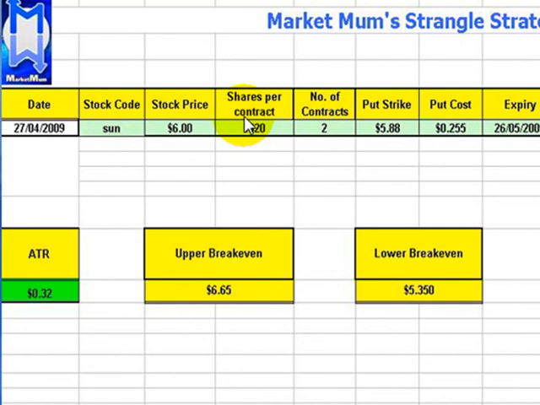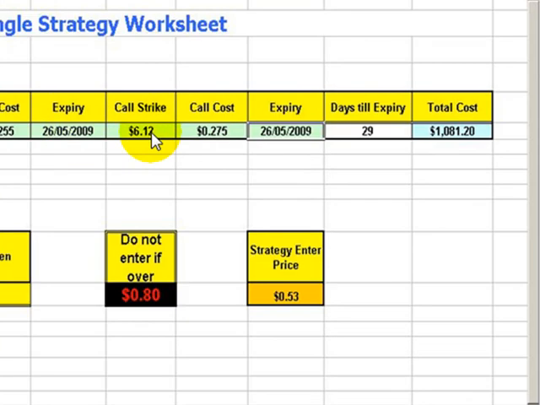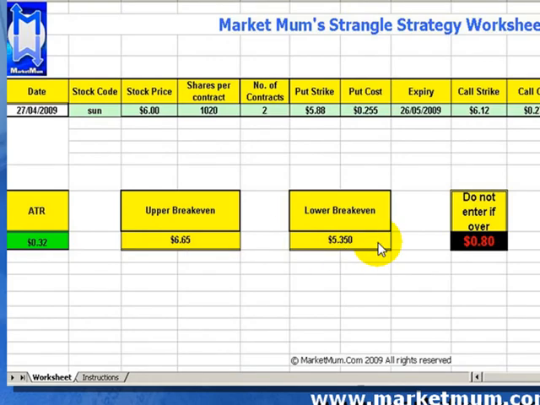You put in the shares per contract, the number of contracts you want to do, your put strike, the put cost, the expiry, the call strike, call cost and expiry, and the spreadsheet will work out how many days you've got to go. It'll work out your total cost, not including brokerage, of course. It gives you your strategy enter price, which is vital, because you need to know how much it's going to cost you to get in. It also gives you your upper break-even and your lower break-even point. So you can just go straight to the chart and work it out and see whether it's going to be a profitable trade or not.